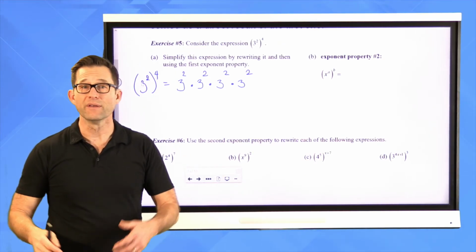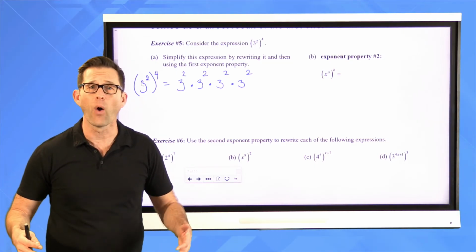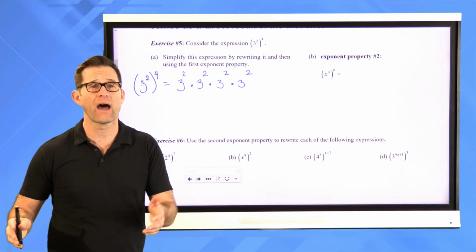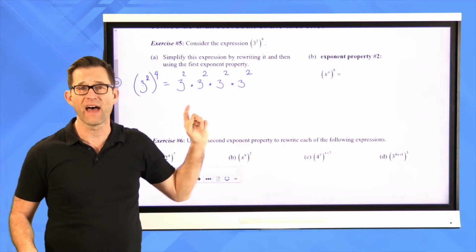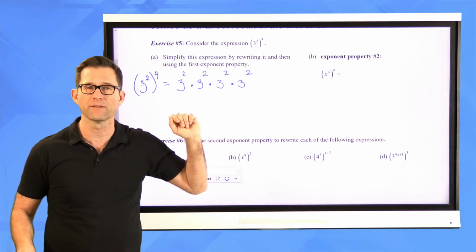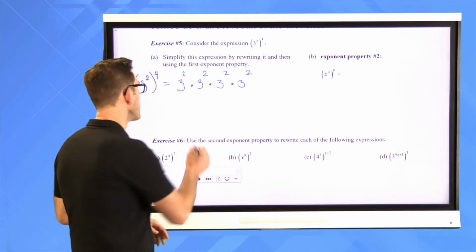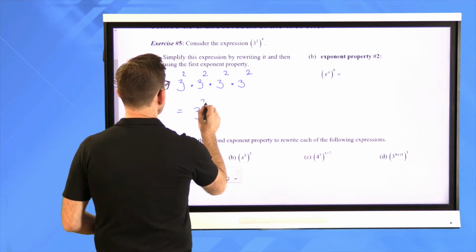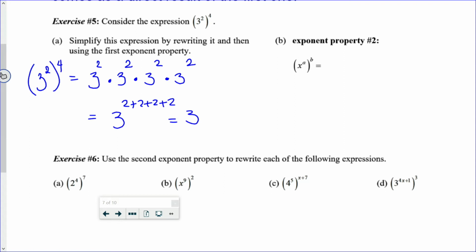3 to the second raised to the 4th is 3 to the second times 3 to the second times 3 to the second times 3 to the second. If I had cow raised to the 4th, that's cow times cow times cow times cow. I don't care what's inside of here. If it's raised to the 4th, it means that thing multiplying by itself 4 times. But now think about it. This now falls into the category of the first exponent law, right? And that's 3 to the 2 plus 2 plus 2 plus 2, or as I like to call it, 3 to the 4 times 2, or 3 to the 8th, right?